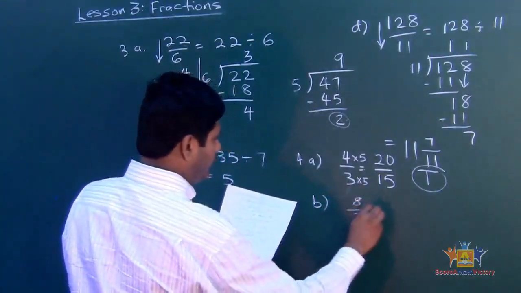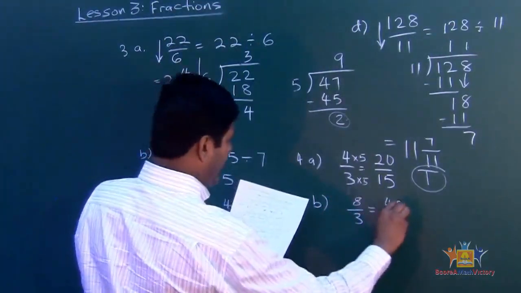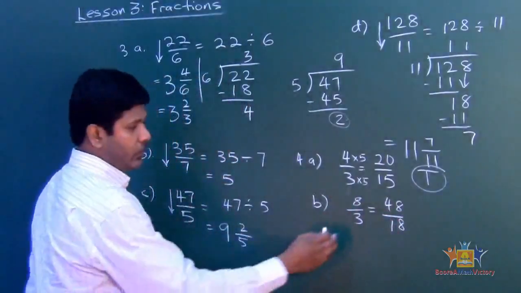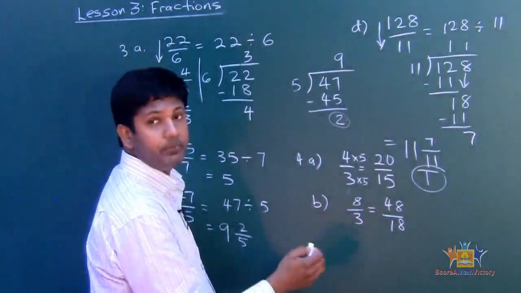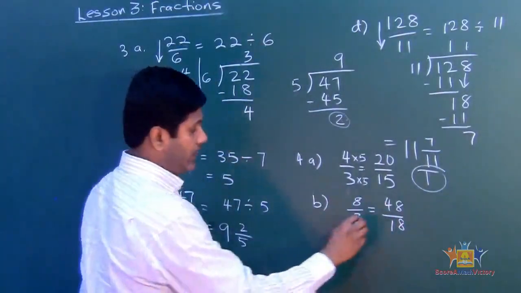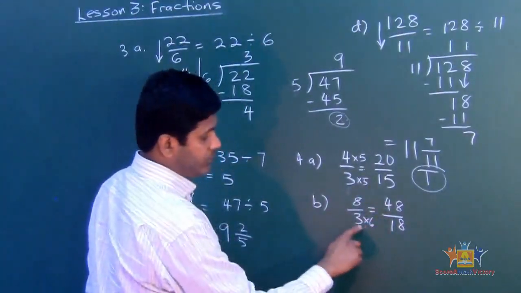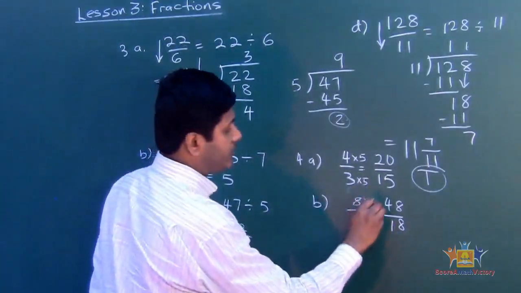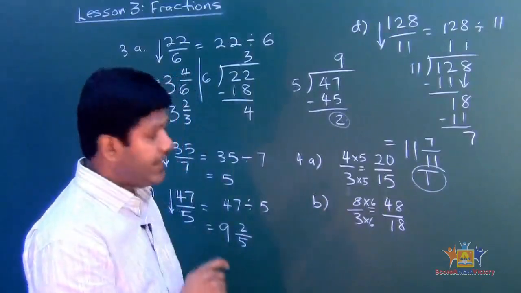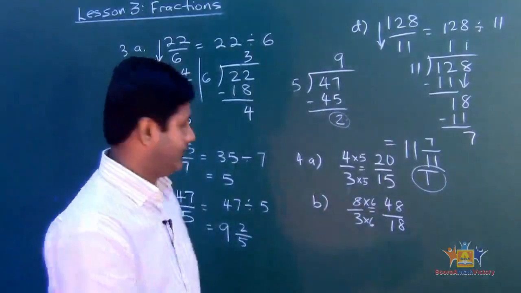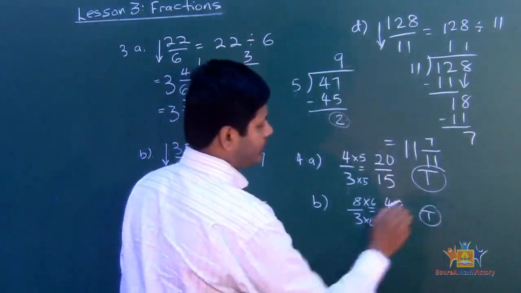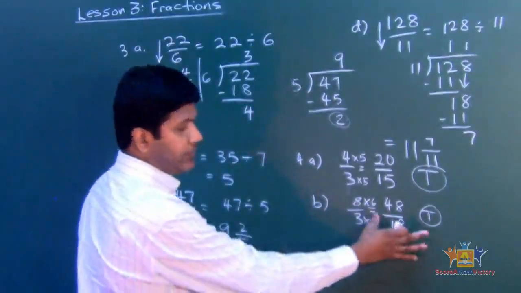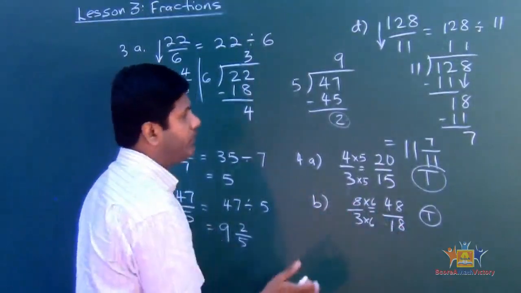8 over 3 equals 48 over 18. Look at the smaller one, much easier. What times 3 gives you 18? 3 times 6. I'm multiplying this by 6. 3 times 6 is 18. If I multiply the denominator by 6, I have to multiply the numerator by 6. 8 times 6 is 48. So this is also true. So they both are the same. It's just that this is a more expanded version of the improper fraction.